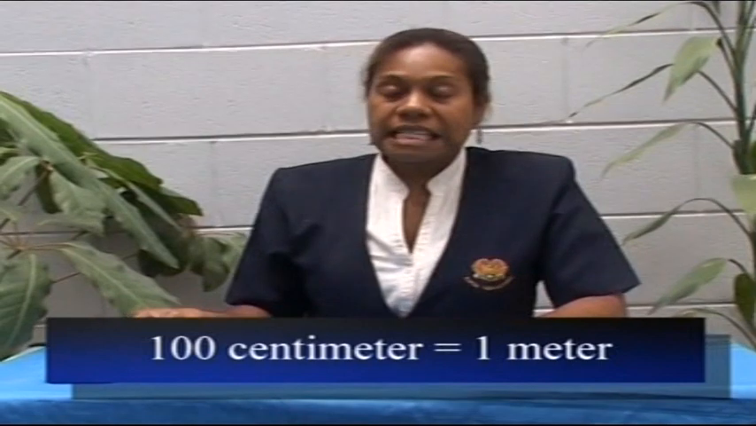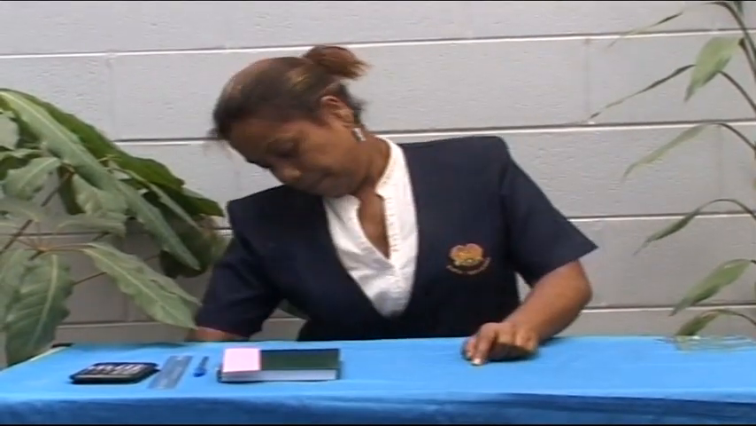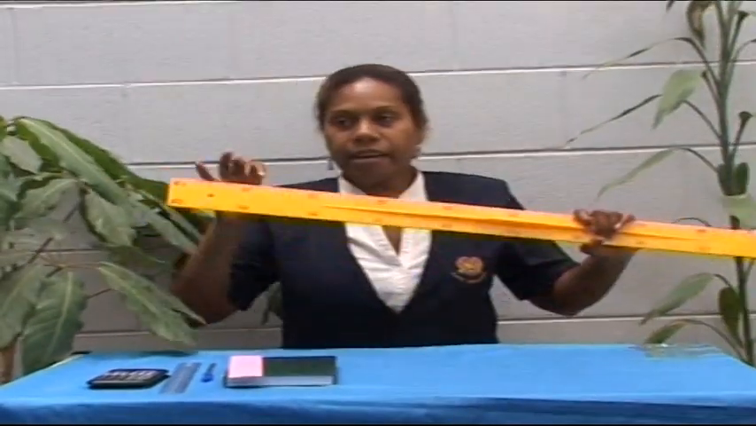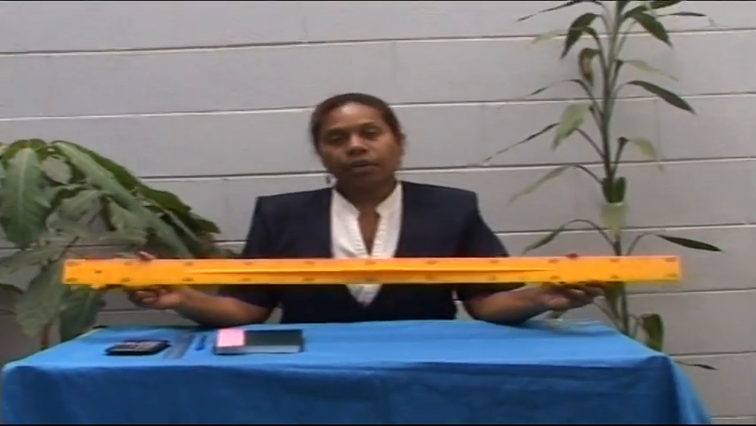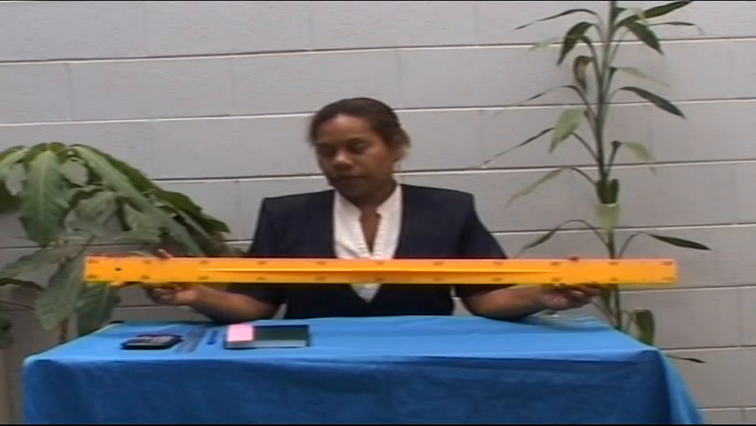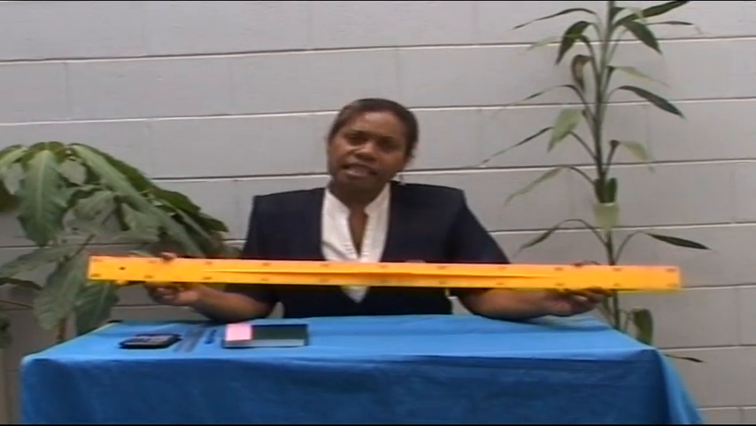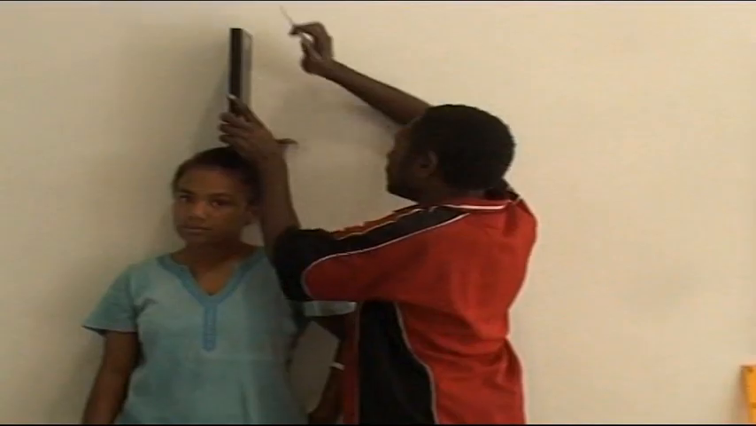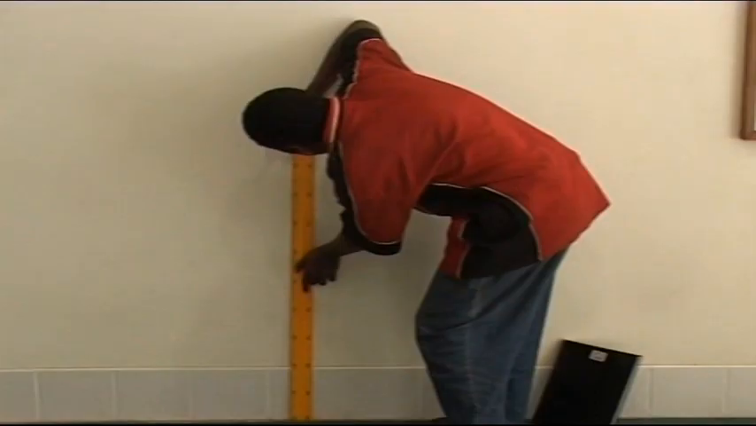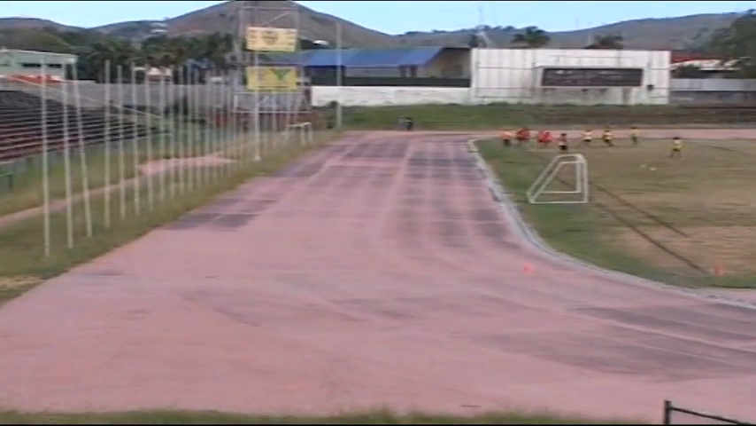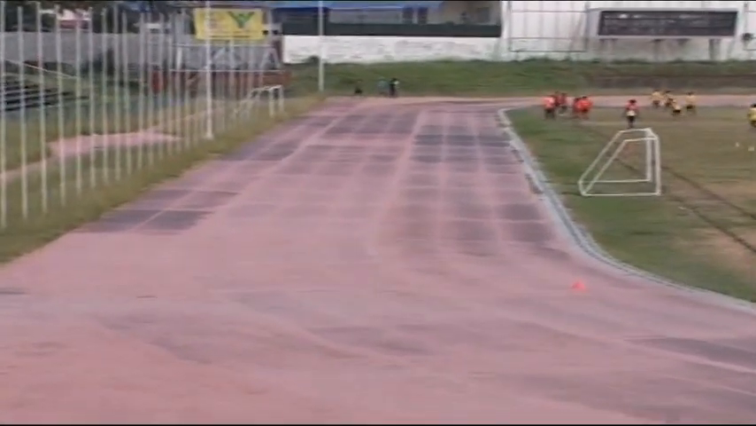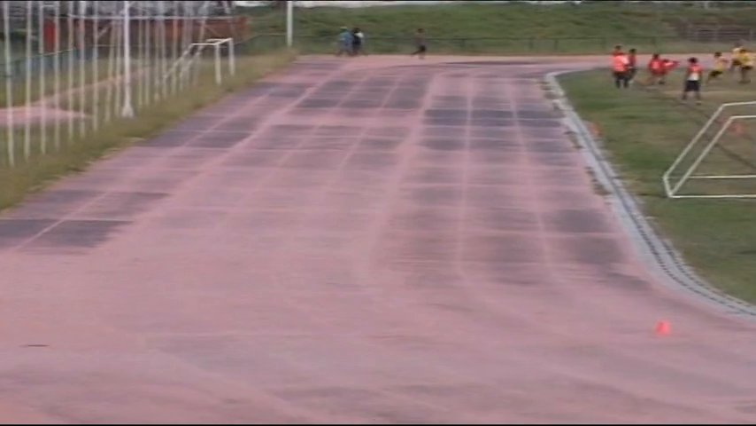100 centimeters is equal to 1 meter. Now the next unit of length, after centimeters, is meters. Here I have a 1 meter ruler. Let's look at some of the things that can be measured in meters. The height of a person. The height of a person can be measured in meters, or a 100-meter track is also measured in meters.